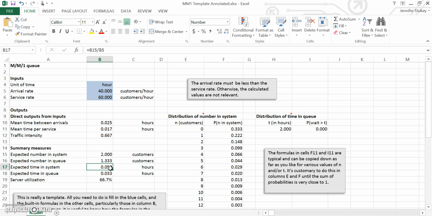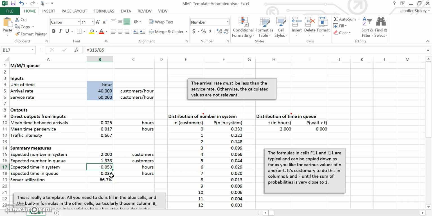So if you wanted to convert that to minutes, because that might make a little bit more sense, you would take 60 times 0.05, and each person spends an average of 3 minutes in the system.